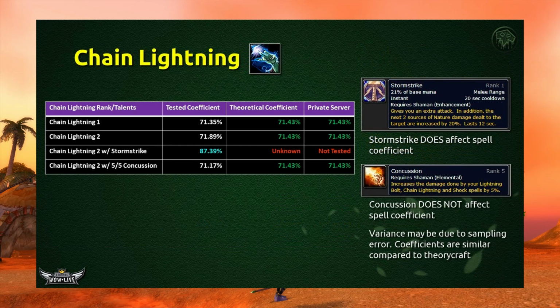A very similar thing exists when we look at Chain Lightning. Now we're supposed to get around 71.43%, which is exactly what we get on private servers and what we tested in the Classic WoW beta. Same thing with Concussion, it does not affect the spell coefficient. However, Storm Strike does increase the spell coefficient for Chain Lightning, not as much as it did for Lightning Bolt, but still it is an increase.